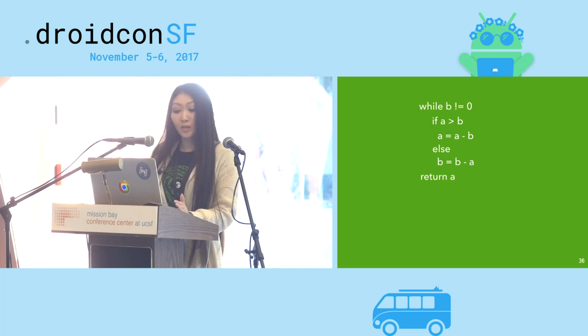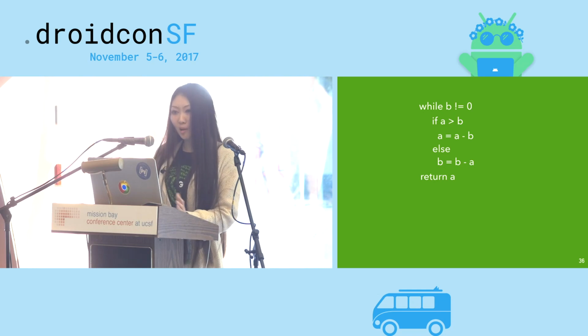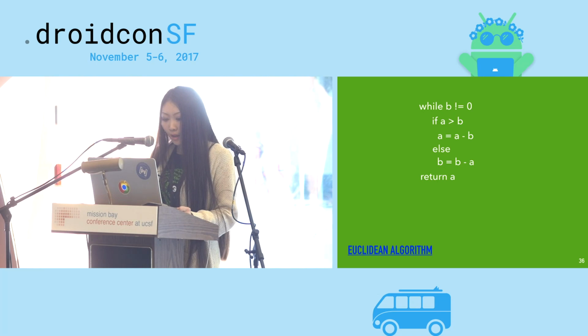This is the famous Euclidean algorithm. It gives the largest common divisor and is also a great example for AST. So feel free to look at it.